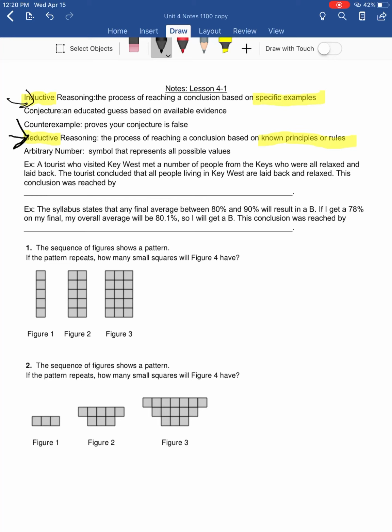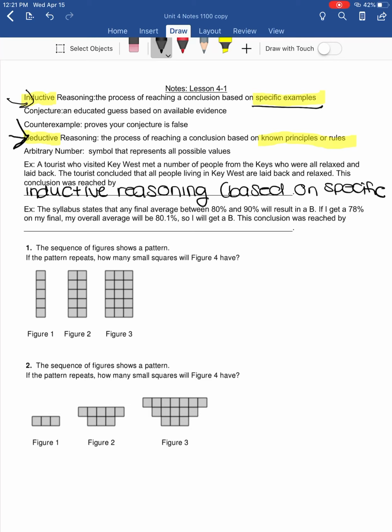So they saw people that were relaxed and laid back. They met a number of people. So these are specific examples. So because it is specific examples, it is going to be inductive reasoning, because it is based on specific examples.